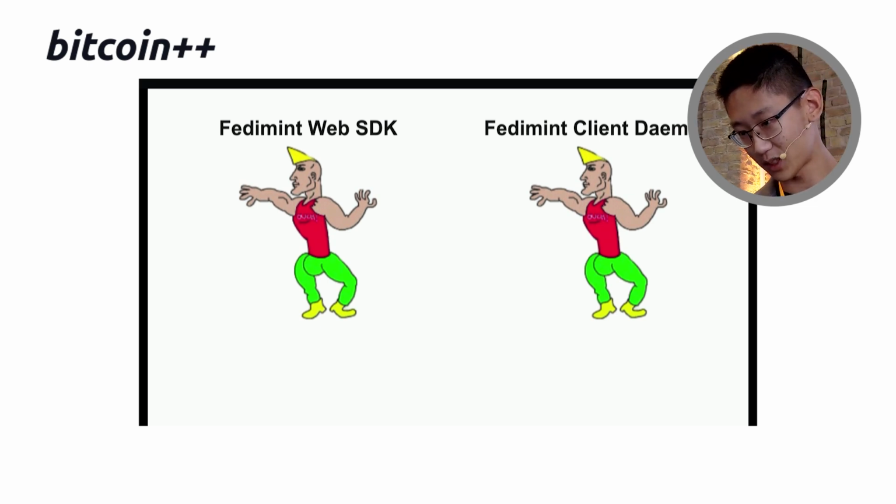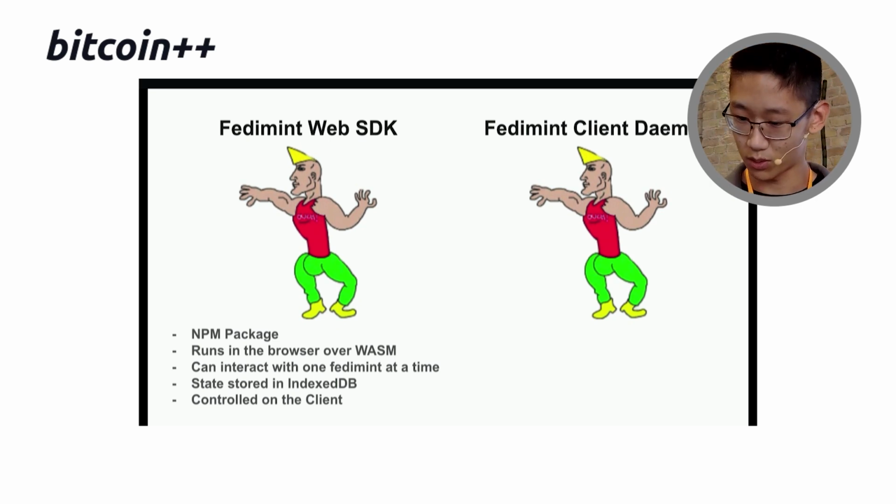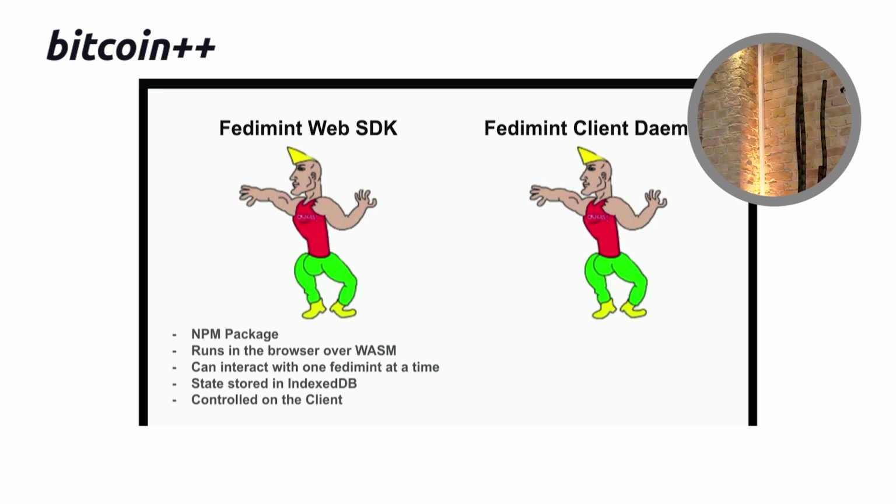First, the Fedi Web SDK is an NPM package we just released. It runs in the browser over WASM bindings. You can interact with one Fedi at a time. It's easy to switch between them. And the state for each one, such as the Ecash balances, denominations, operations, is all stored in IndexedDB, and it's controlled on the client.